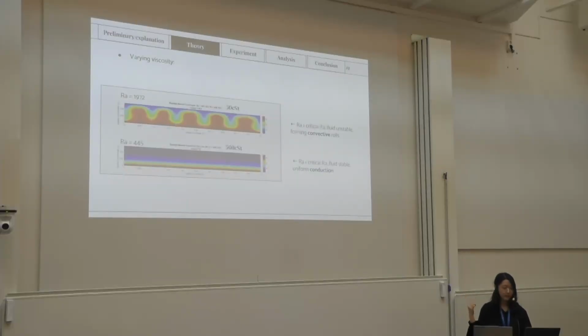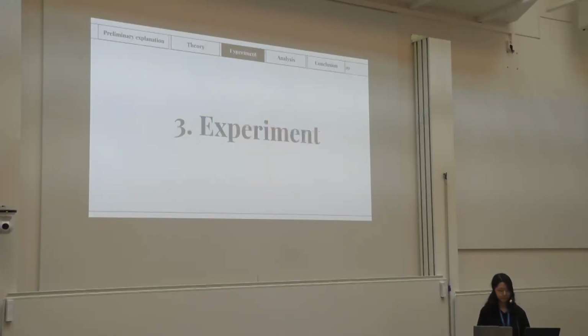We also present our theoretical simulation here. The Rayleigh numbers are 1,900 and 400 respectively. So we see that when the Rayleigh number is larger than the critical value, the fluid is unstable and convection rolls are formed. And for a Rayleigh number that is less than the critical value, the fluid is stable and uniform conduction occurs. So onto our experiment.